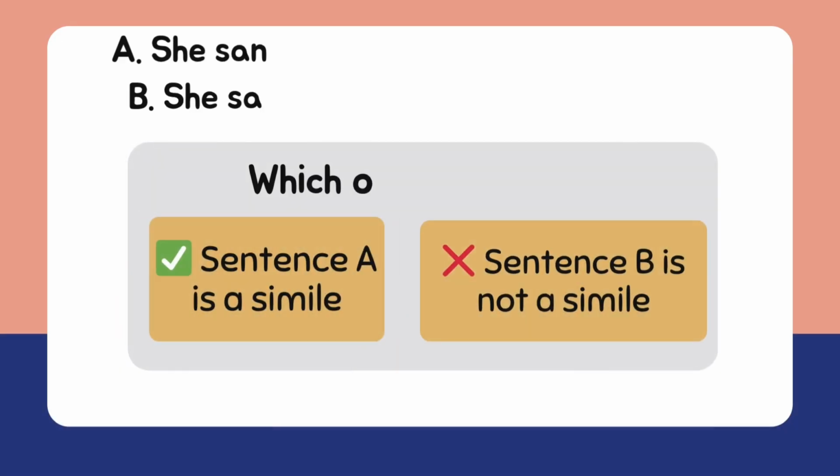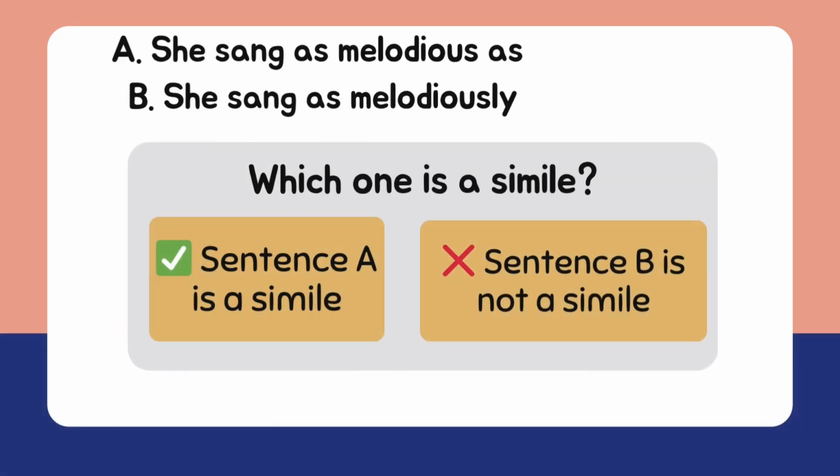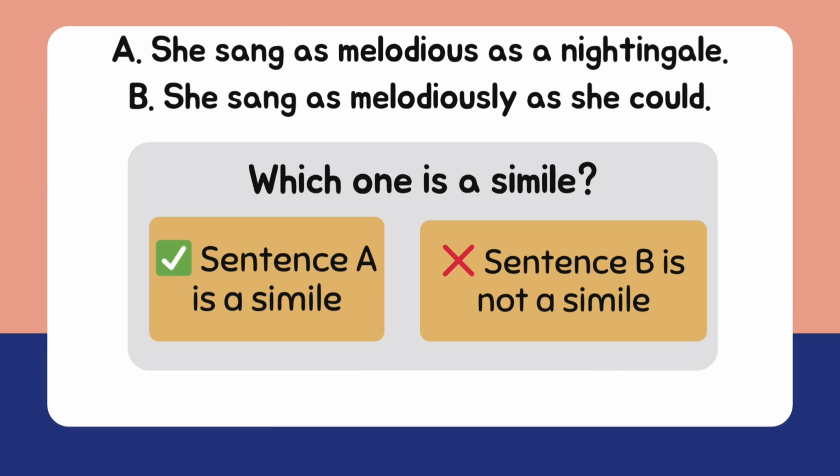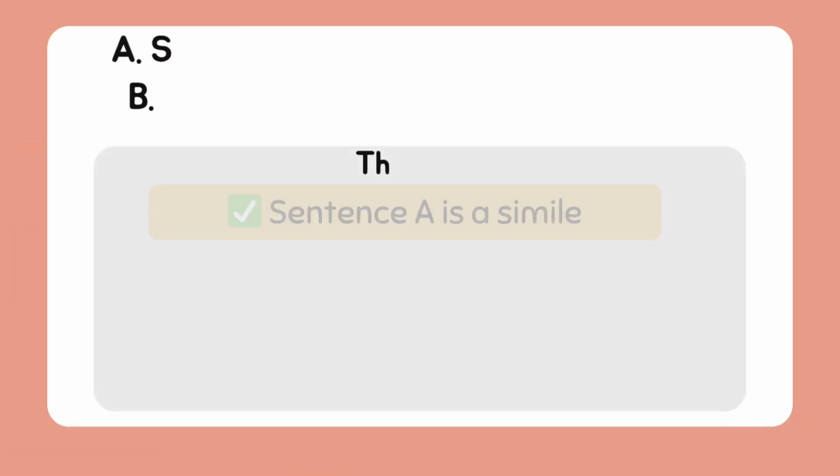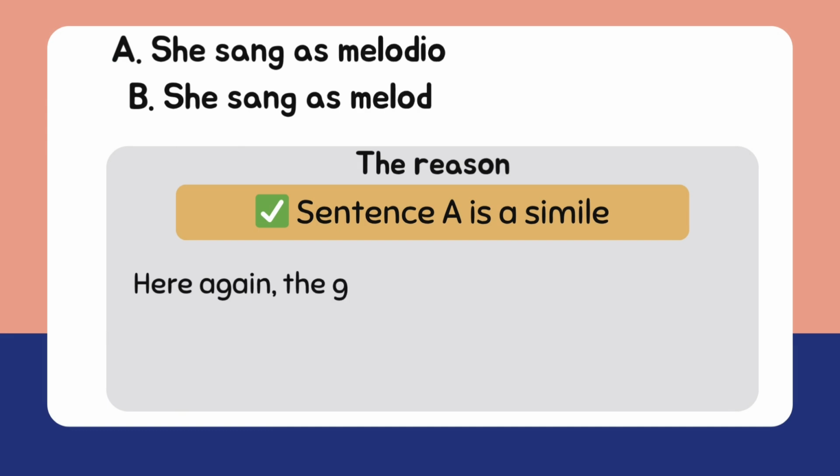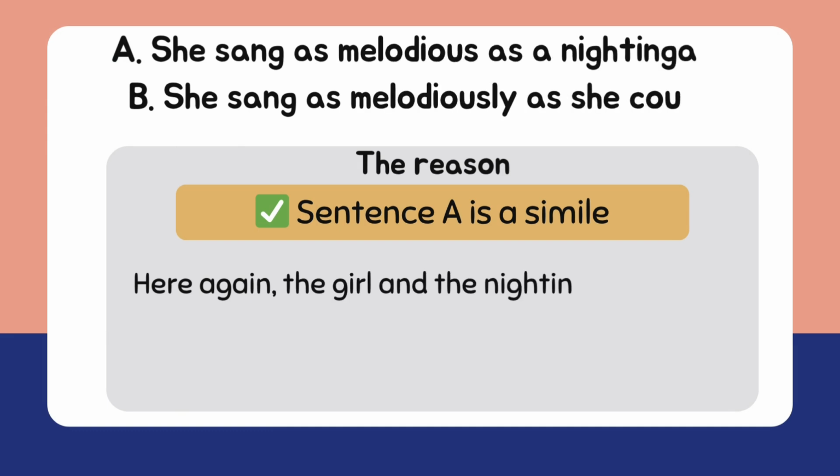Now let's look at another example. She sang melodiously as a nightingale. She sang as melodiously as she could. Now again you understood sentence A is a simile. Now I hope here you have understood it clearly.